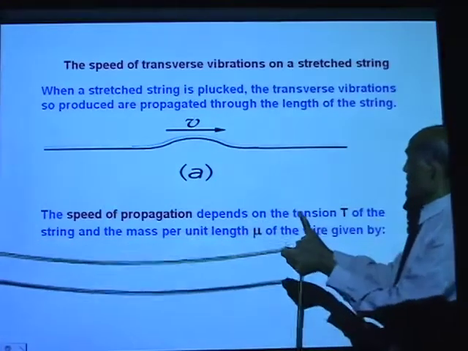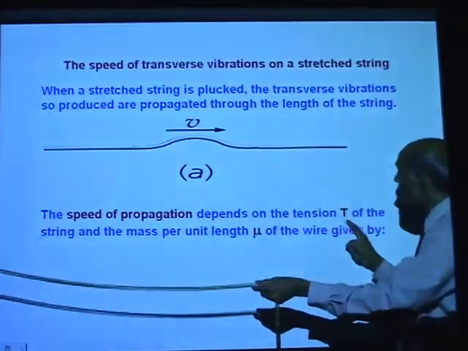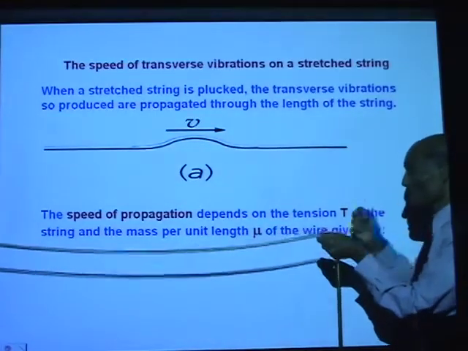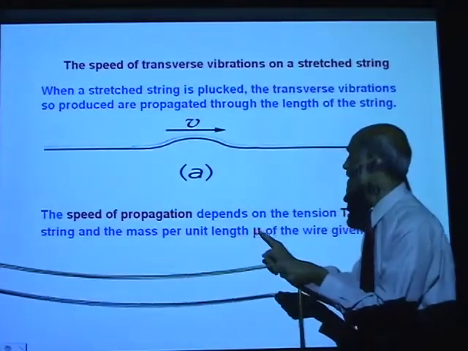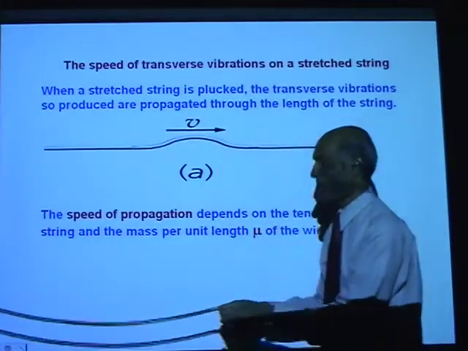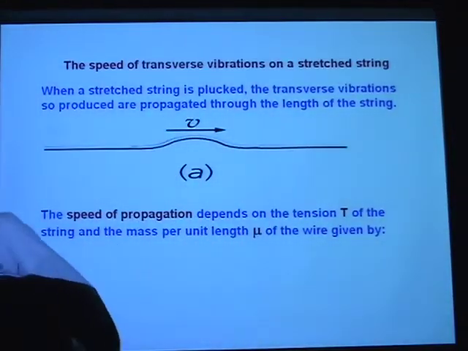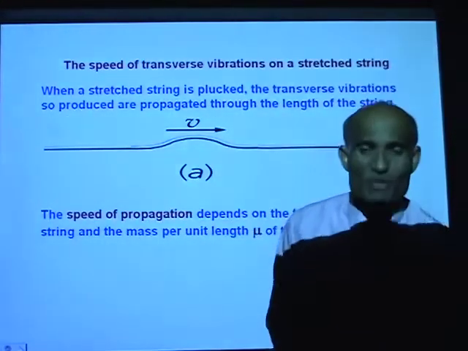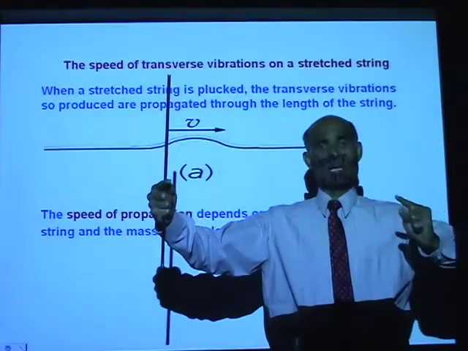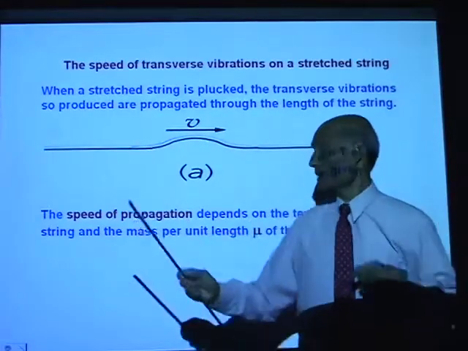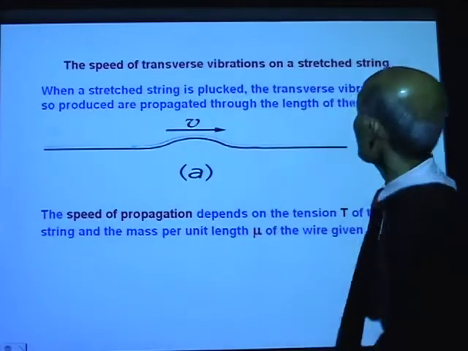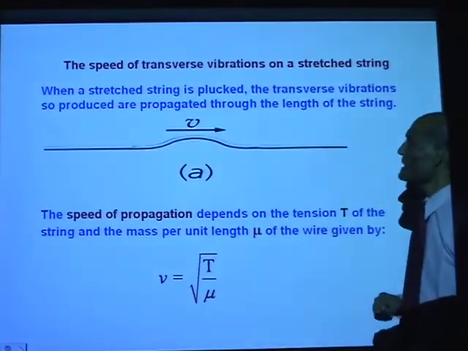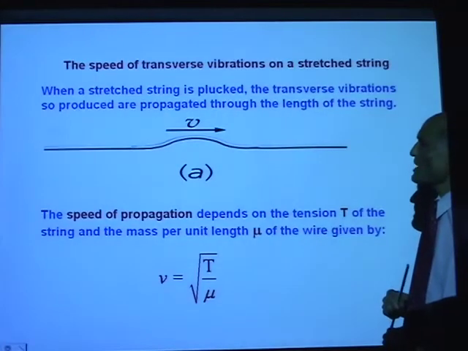So the speed of propagation will depend on the tension. How much is the tension? It will also depend on another quantity called mass per unit length. We will represent that by the Greek letter mu. What does mass per unit length mean? If you take 1 meter of the string, how much is its mass? So this quantity mu is the mass per unit length. And the equation for the speed is v equal to square root of T over mu.